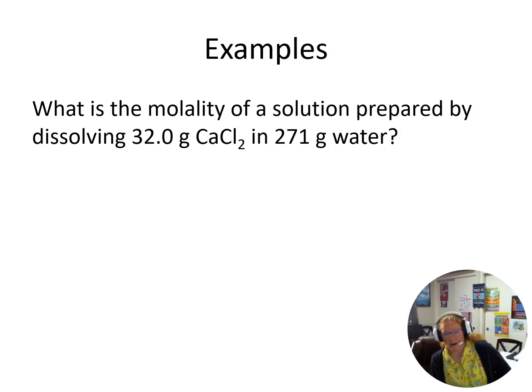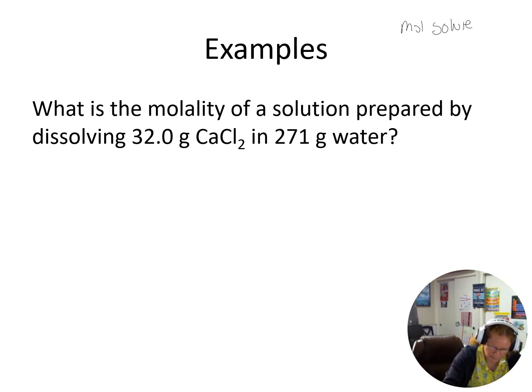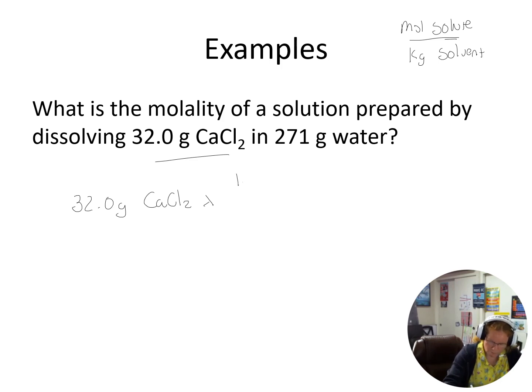Okay. Let's try a molality one. Again, molality is the moles in kilograms of solvent. Okay. So I need to convert my calcium chloride to moles. So 32.0 grams times 1 mole of calcium chloride. The molar mass is 110.978.